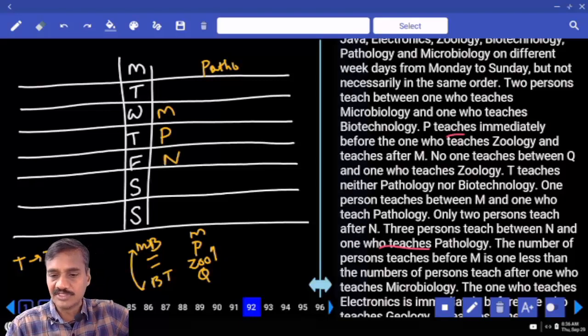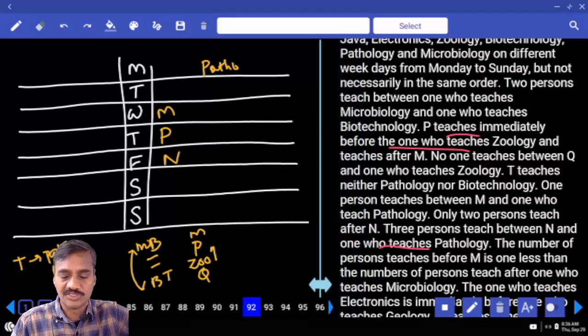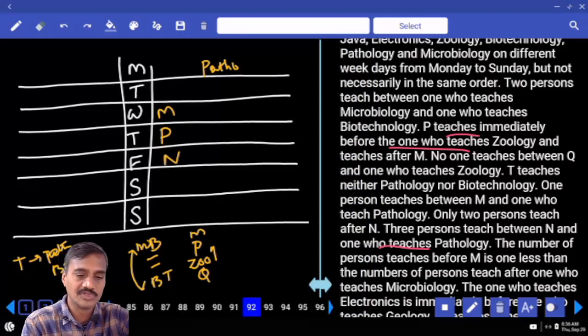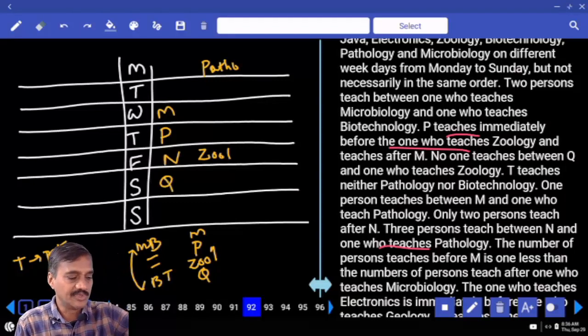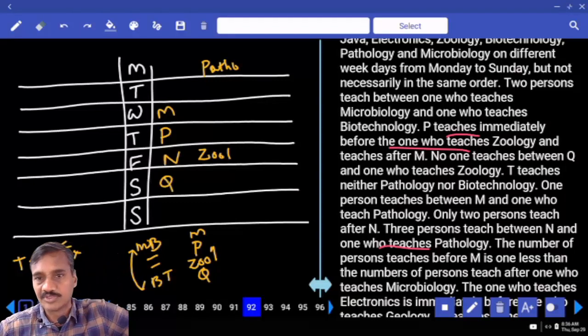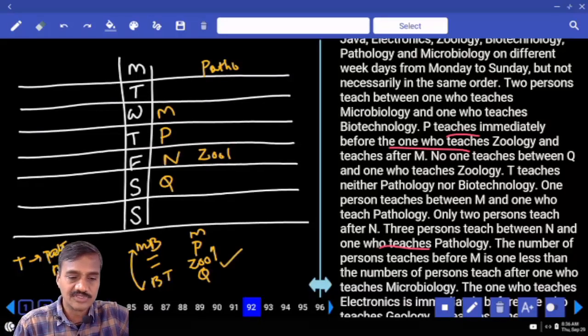And P teaches immediately before the one who teaches zoology and teaches after M. P is immediately before the one who teaches zoology. Then whatever this one here, Q is at this place. Hence P and Q were like this. And we have done with this information.